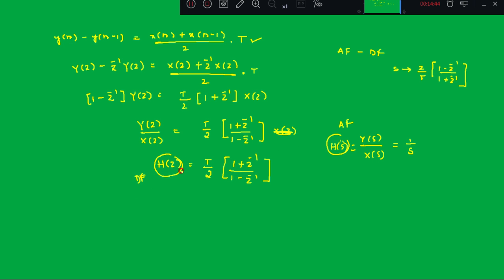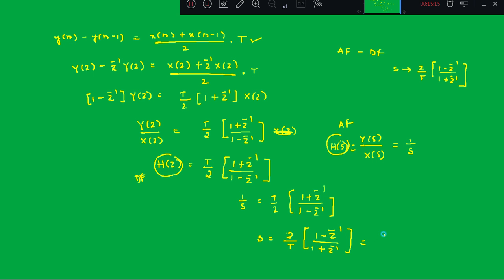So by comparing these two transfer functions, I can write 1 by s is equal to T divided by 2 times (1 plus z raised to minus 1) divided by (1 minus z raised to minus 1). So I can write s is equal to 1 over this one. So T by 2 becomes 2 by T, and this is (1 minus z raised to minus 1) divided by (1 plus z raised to minus 1).